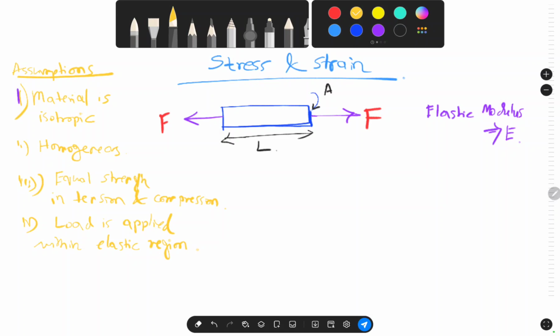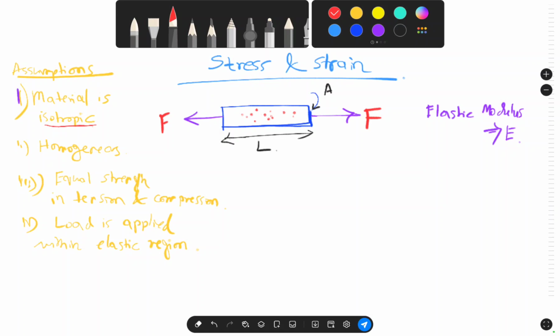So the material is isotropic. Isotropic means that if we consider any property, and we measure it in the longitudinal or vertical direction, the value of the property will be the same. So isotropic means the property we consider is invariable with respect to direction. Homogeneous means that the property has the same value at every point of the material. So these two points are very important while we analyze Hooke's law.